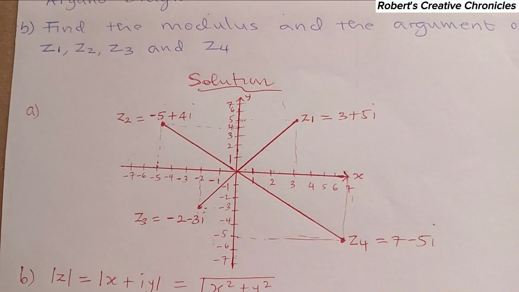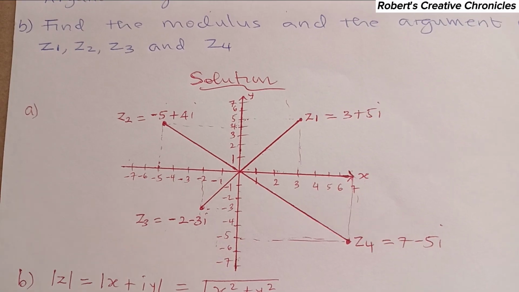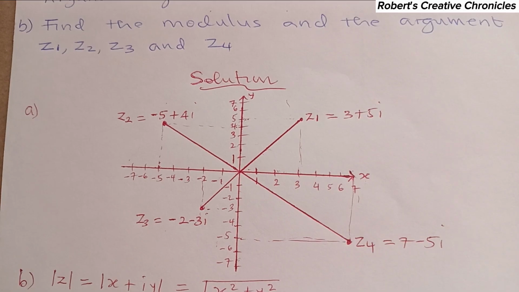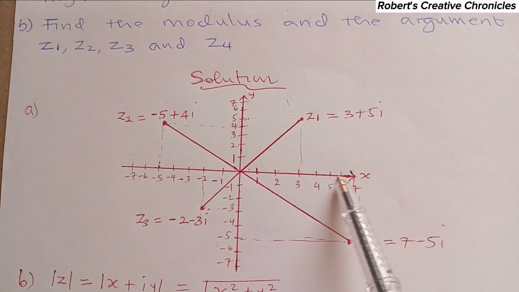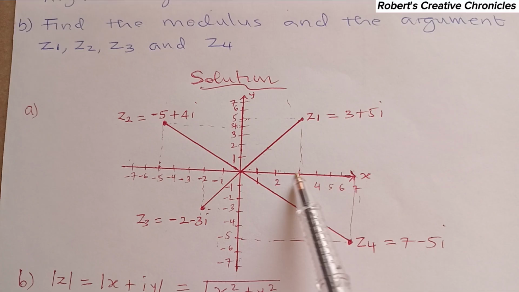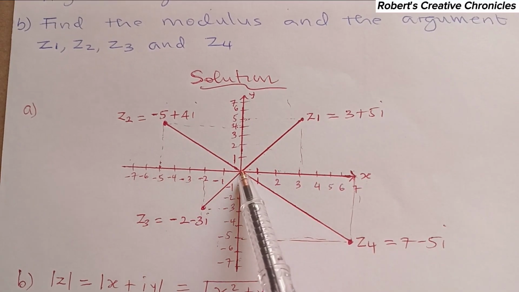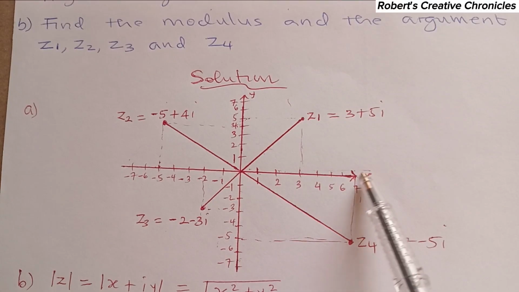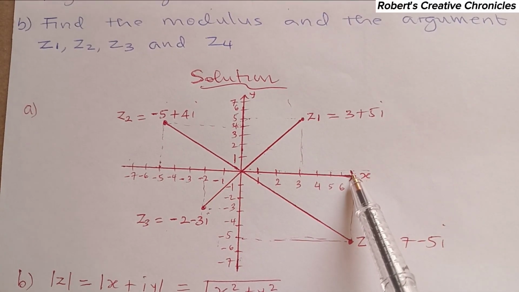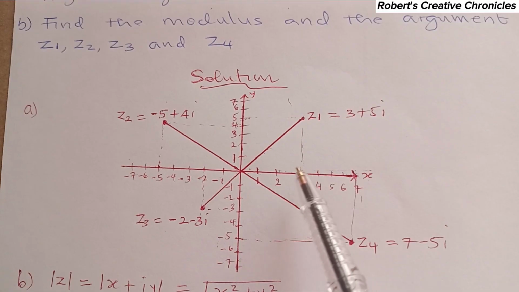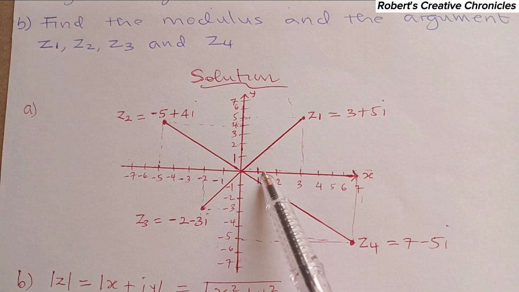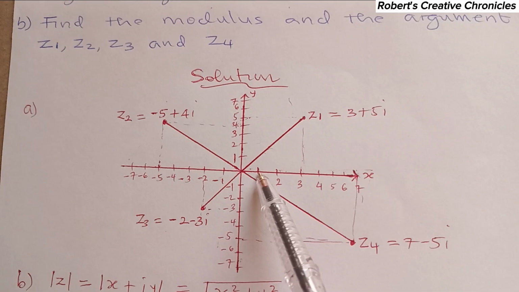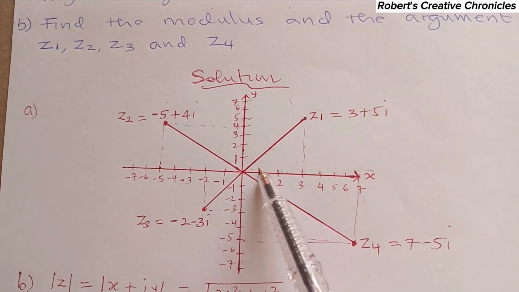Now the argument of a complex number. The argument of a complex number is the positive angle between the complex number and the positive real axis. This is the positive real axis, this horizontal x-axis from this point here. It doesn't include here, only from this point 0. So it's the positive angle. So argument cannot be negative. It must be a positive angle measured in anti-clockwise direction from this positive real axis or positive horizontal axis.